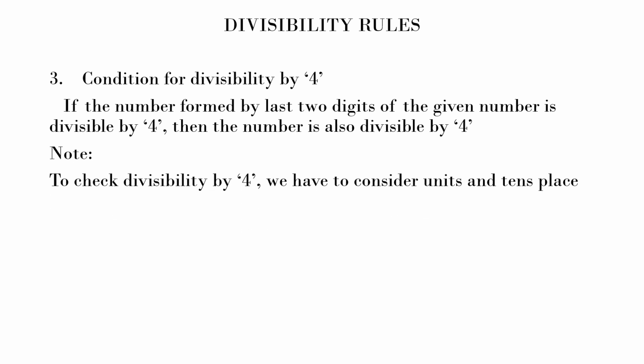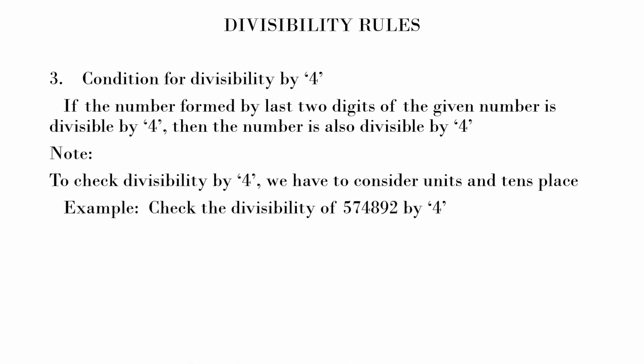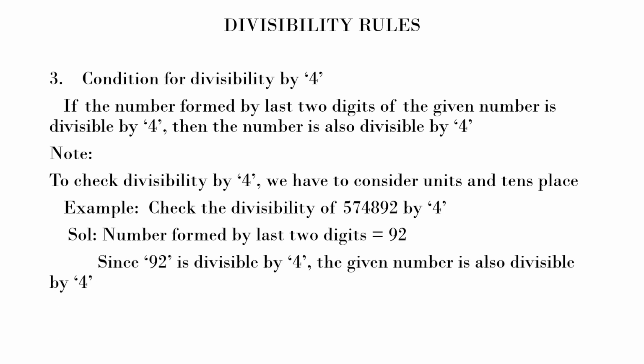In order to check the divisibility by 4, we will consider units and tens place. For example, if we take the number 5,74,892 to check whether it is divisible by 4 or not, we will consider the last 2 digits, that means 92. Now we have to check whether 92 is divisible by 4 or not. As 92 is divisible by 4, that is 4 into 23 equal to 92, the given number is also divisible by 4.